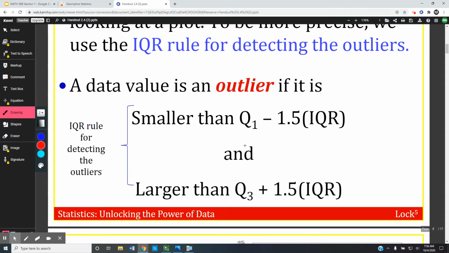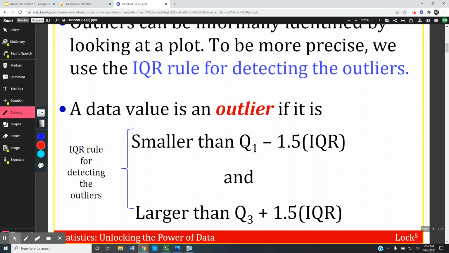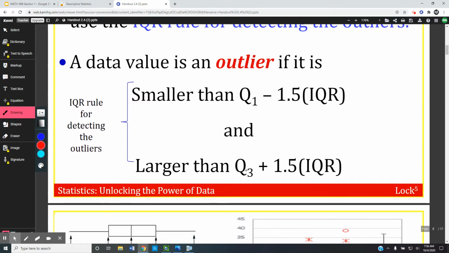So let's keep going. So an IQR rule for detecting an outlier. The rule is that if something is truly an outlier, then it is smaller than Q1 by 1.5 multiplied by the IQR, and it is an outlier if it's greater than Q3 plus 1.5 times the IQR. Okay, well, let's look at that on a piece of paper real fast.